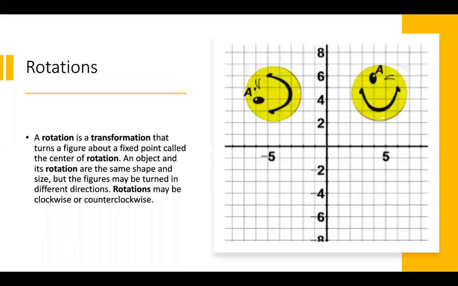The next form of linear transformation is rotations. The basic idea of rotation is that it turns a figure about a fixed point called the center of rotation. An object and its rotation are the same shape and size, but the figures may be turned in different directions. Rotations may be clockwise or counterclockwise. As you can see with this example, it rotated about 90 degrees counterclockwise.